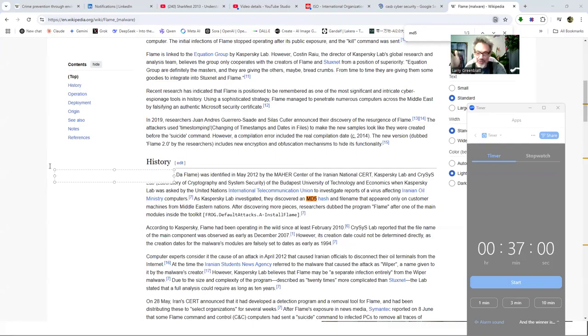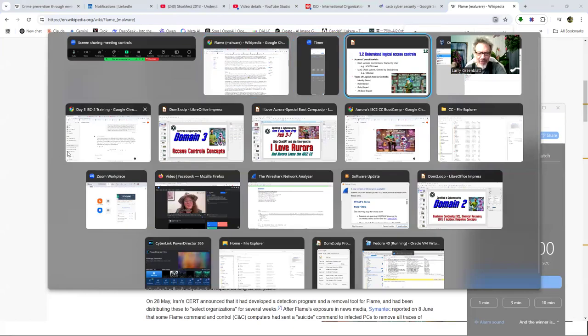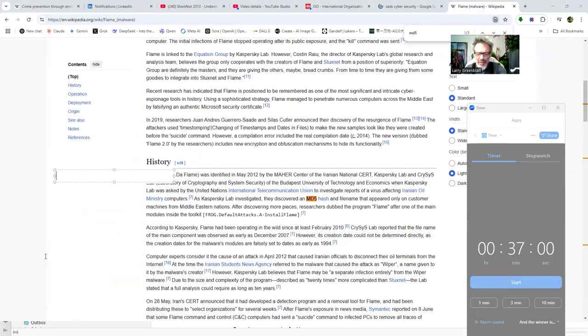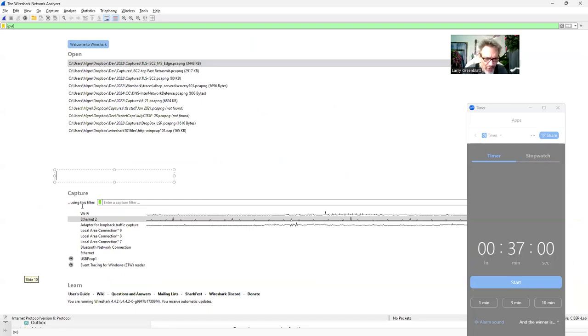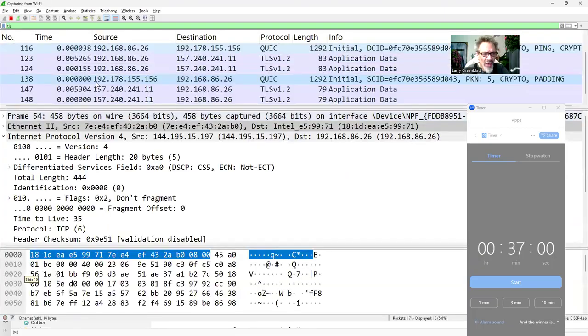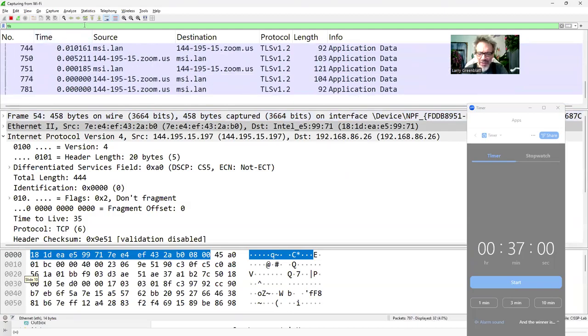I'm going to do a quick capture of any TLS handshake. I'm constantly talking in the background. Your machine's always talking. I'm just going to capture and try to get a TLS handshake, so I'm going to start capturing my Wi-Fi and try to get some TLS traffic.